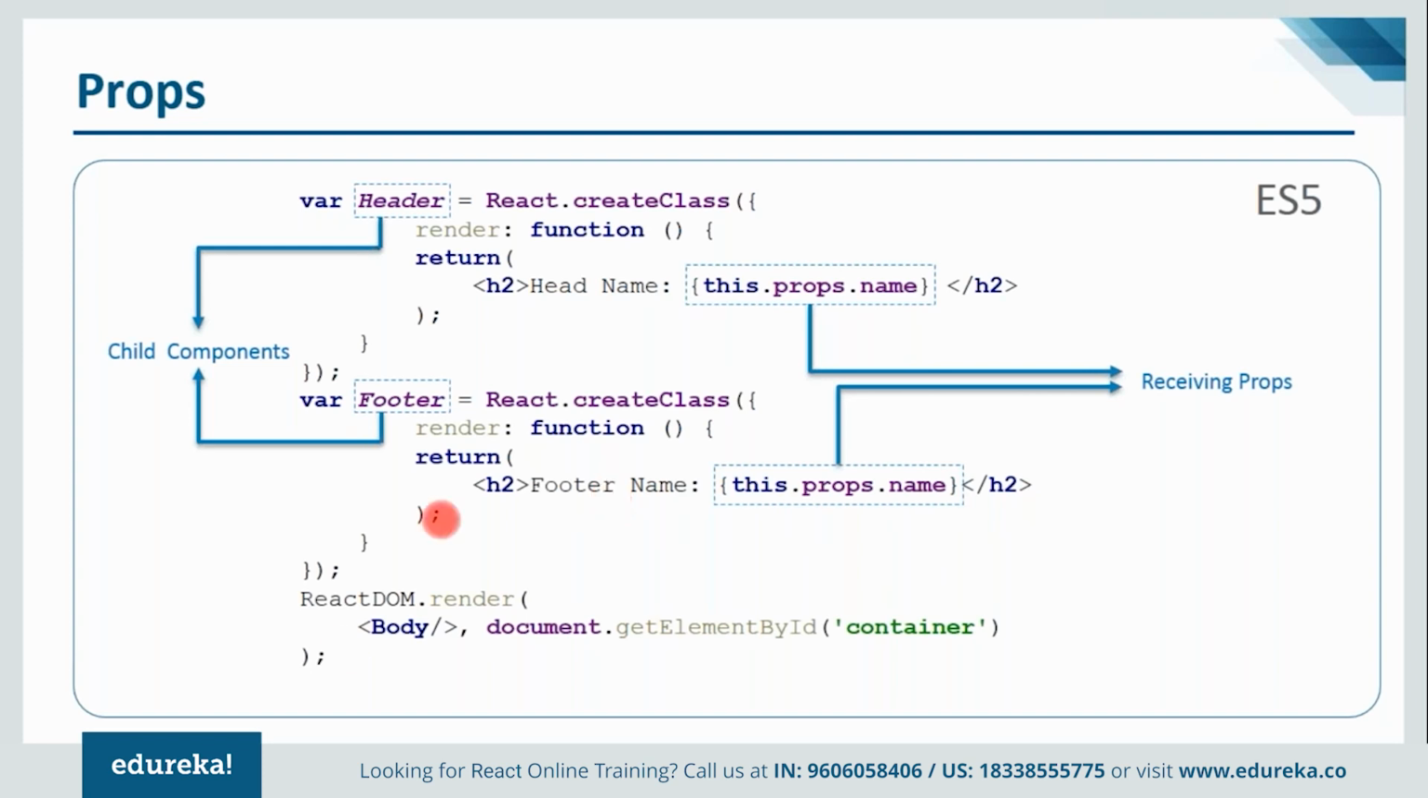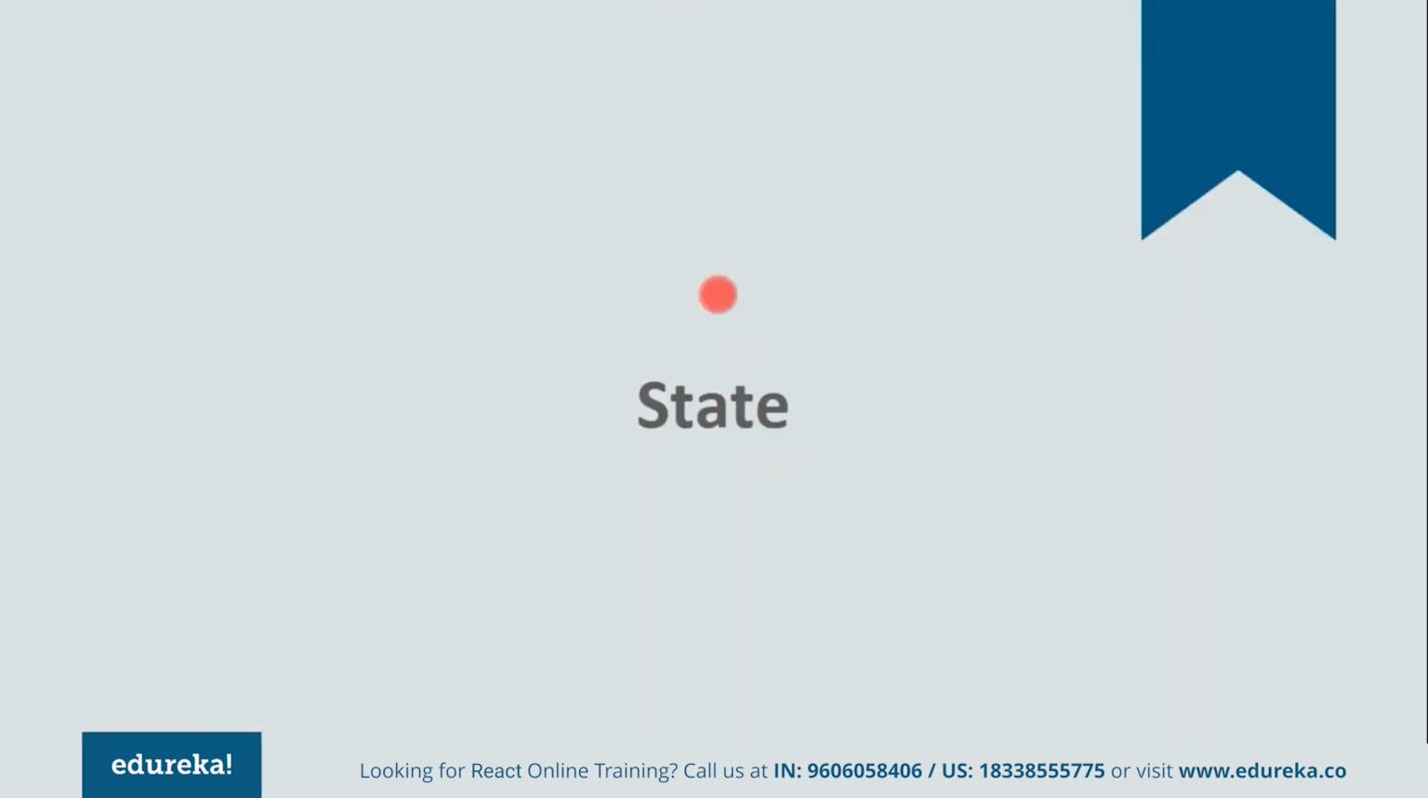And then finally I can end my code by rendering all these components to the DOM with this function. I explained this earlier also. So every time you write React code, you always have to render all the components that you have defined to the DOM. So that's what I'm doing over here. So that is about props.